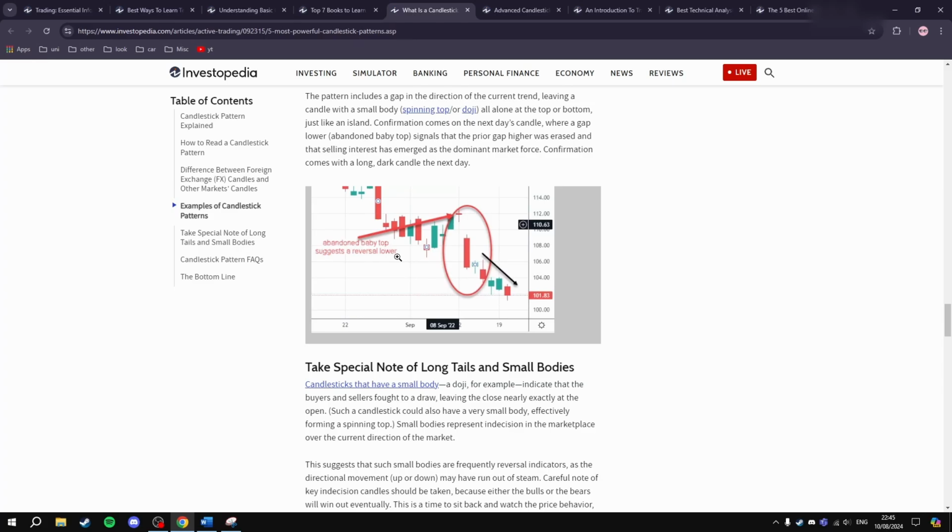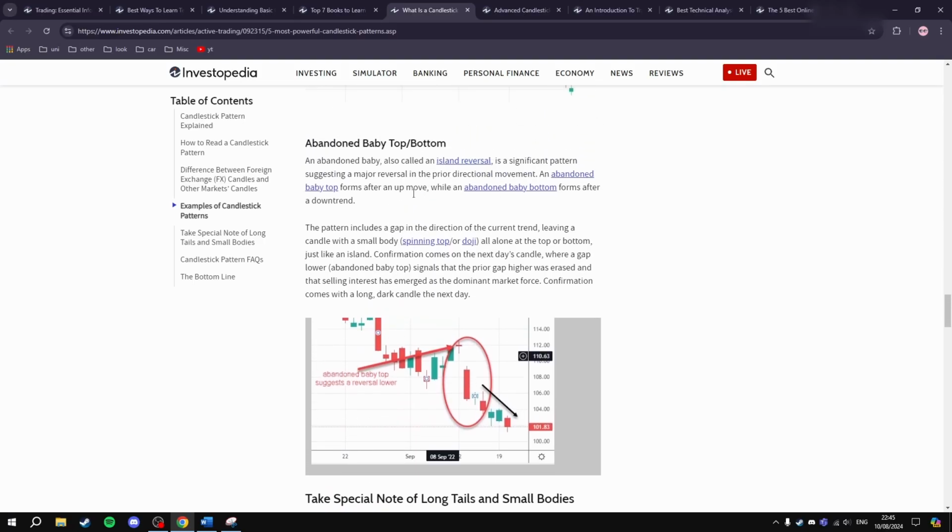Abandoned baby top forms after an up move, but this looks like it's clearly a downtrend though, so how is that up? Or I guess the price could have come from this way, and then the abandoned baby top suggests a reversal lower.